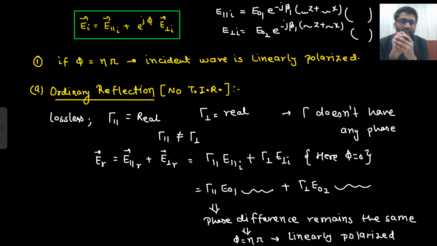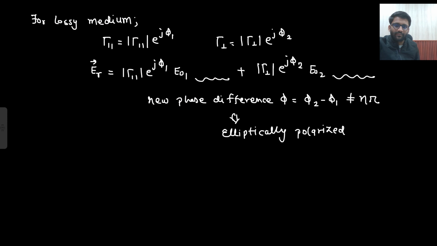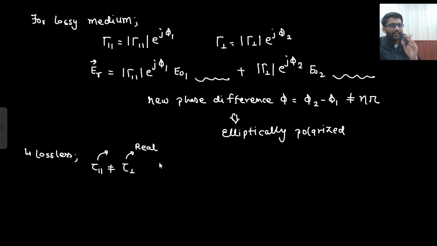Now what about the transmitted field? Reflected wave we have talked about. Let's talk about the transmitted one. For lossless medium, what will be your transmission coefficients? Certainly these two will not be equal. Say yes or no. But they will be real. Both will be real. So here you can see that both are real. That means not having any phase. Real means not having any phase.